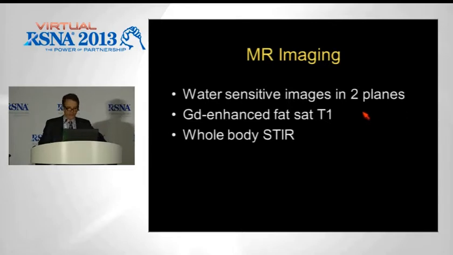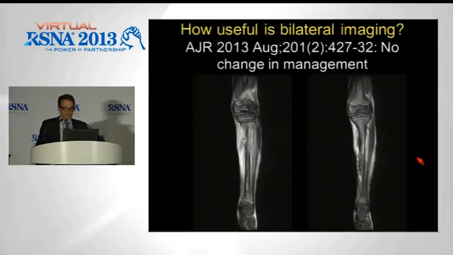MR imaging is perhaps the most important modality if you have it available, and typically we do water-sensitive imaging in two planes, and gadolinium fat-sat T1 imaging in axial and one of the longitudinal planes. Increasingly we're doing more whole-body STIR as the presence of multifocal infections has become more prevalent. And at the very least, we do STIR imaging of both lower extremities.